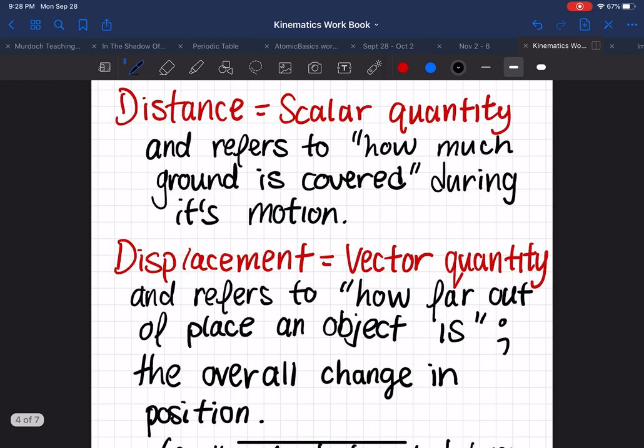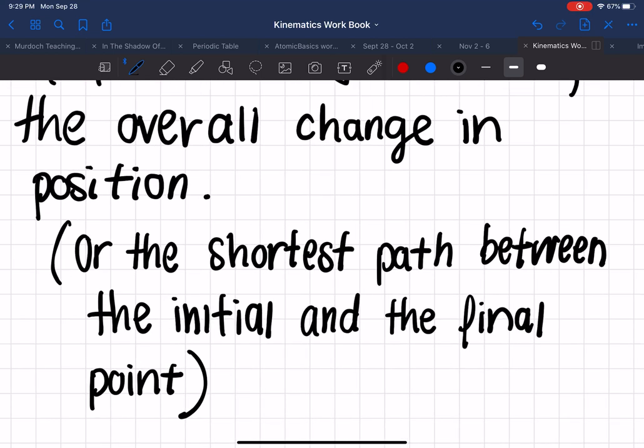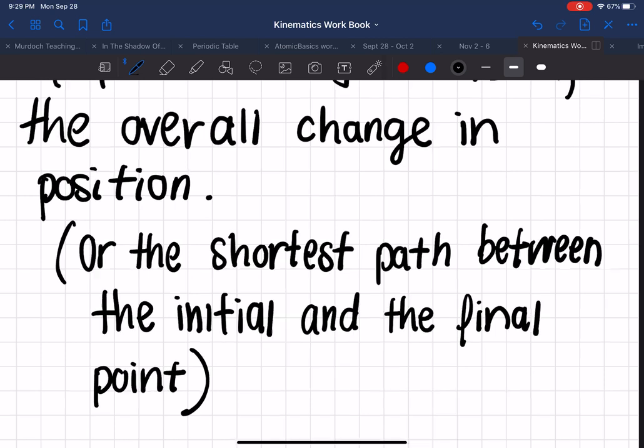Displacement, however, is a vector quantity, so it has direction to it, and refers to how far out of place an object is. The overall change in position, okay, from your first stop to your last stop, how far away are you actually from that stop? And to calculate it, we're going to do the shortest path between the initial and the final point to calculate displacement. So I'll do an example that will go over that.